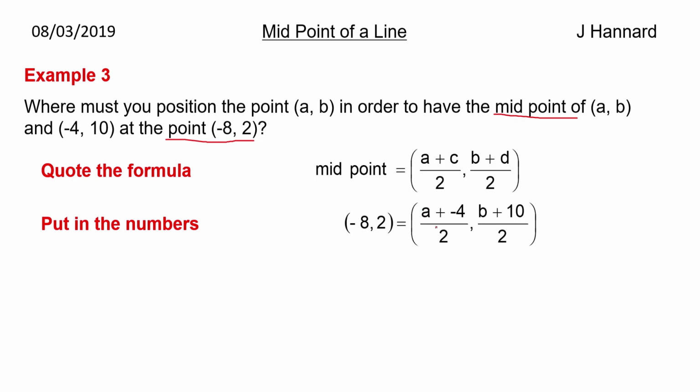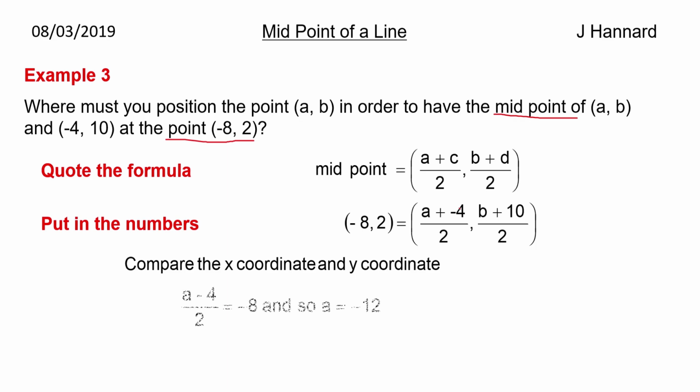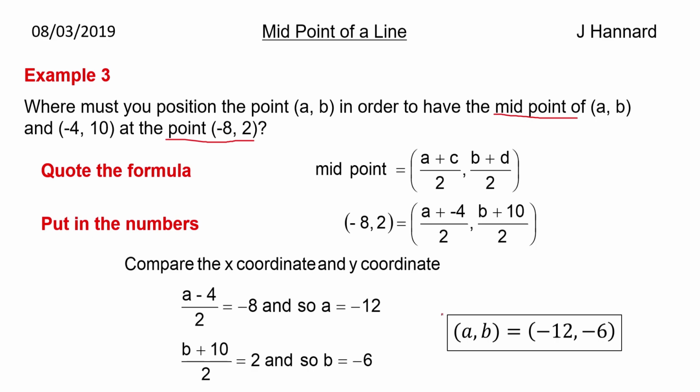So we know that A plus minus 4 over 2 must equal minus 8. We set that equal to that, and we times both sides by 2, so we get A minus 4 equals minus 16. Then we add 4 to both sides, so we get A to be minus 12. Then B plus 10 over 2 equals 2, so we times both sides by 2: B plus 10 equals 4. So B equals minus 6, once you take 10 off both sides. You stick that back into the coordinate as the examiner asks, and (A, B) equals (minus 12, minus 6).